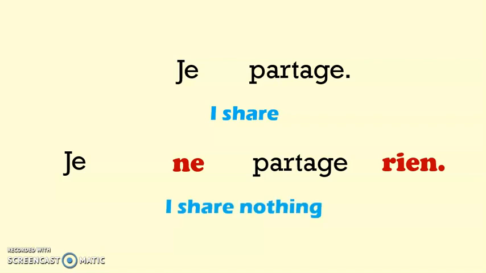So when you put the expression ne rien around the verb, that's how you say nothing. Je ne partage rien. I share nothing. So you see how all these negative expressions work the same way. They all contain the introductory part of the negative expression, which is ne, and then they each have a different kind of ending to the expression, which indicates, of course, what kind of negative you're talking about.